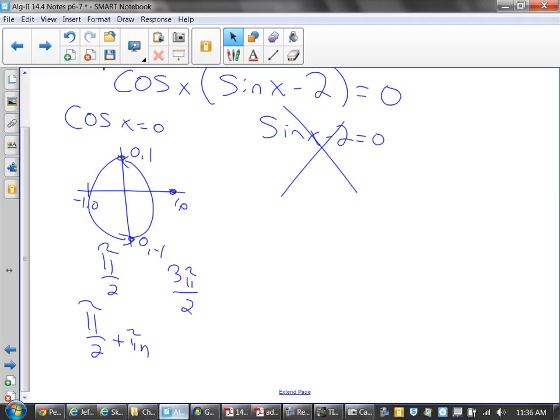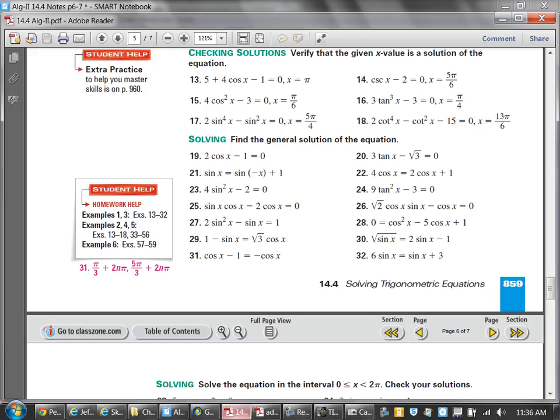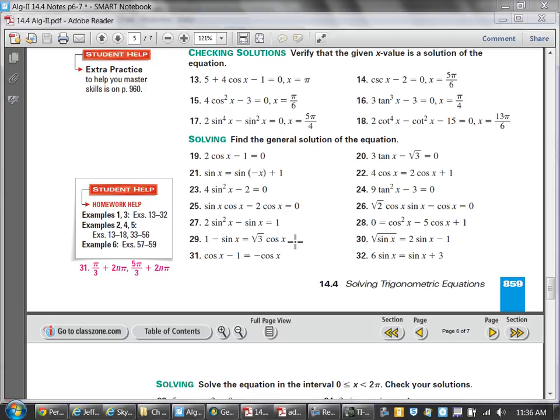Does that make sense then, Doug? Yes, sir. Can you do 40? Sure. Are there other ones in the general solution bit? 26. If I factored out a cosine in 25, what do you have to think I have to factor out of in 26? Cosine.